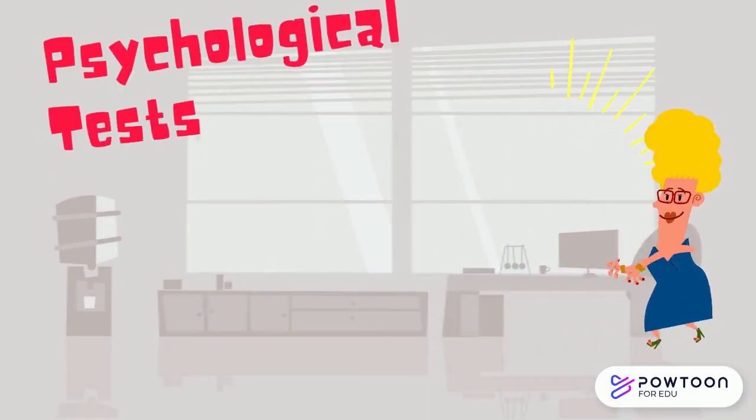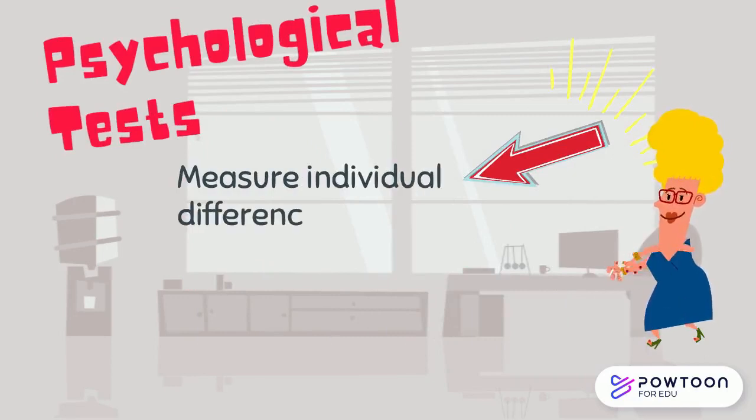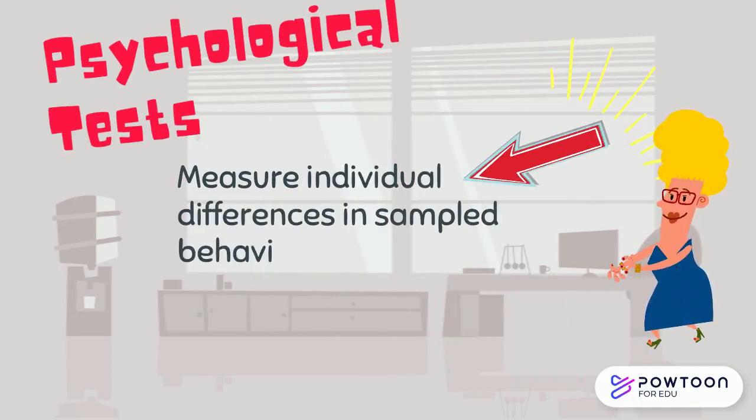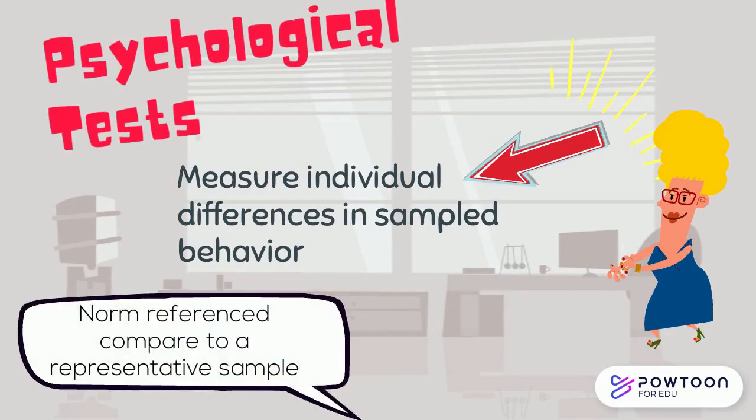Based on the work of the previous researchers, individual tests were developed to measure intelligence in people. We call a test norm referenced if it's compared to a group of people that are similar to those being tested.